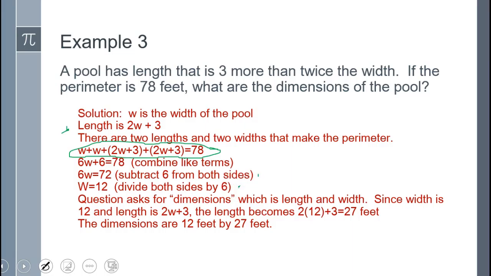That's lovely. I know the width is 12, but is that the answer to the question? They ask me for dimensions. That means I need to find the length too. Well, I have to go back to how I set up my problem, and this is why it's important to write these things down. 2W plus 3 is the length. I know the width is 12, so 2 times 12 plus 3 gives me 27 feet. The dimensions are 12 by 27 feet.